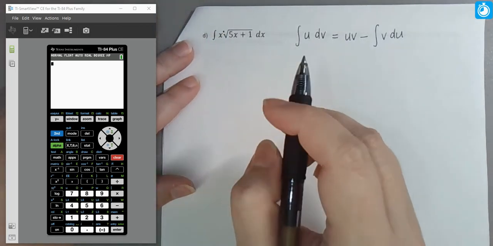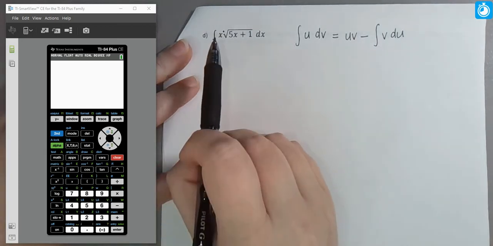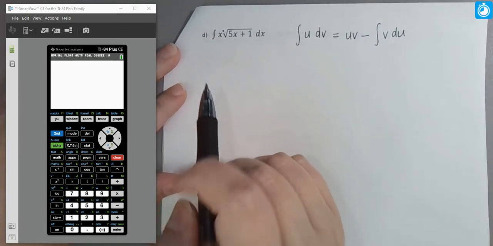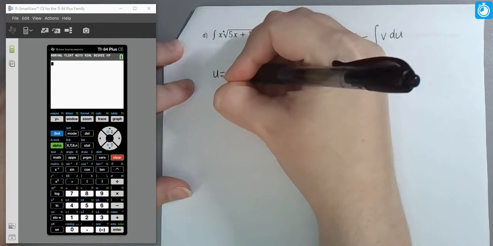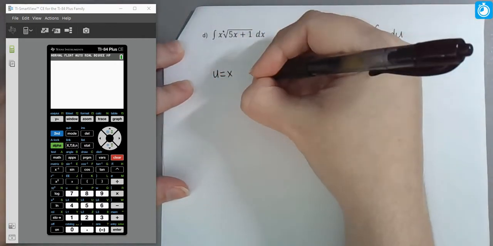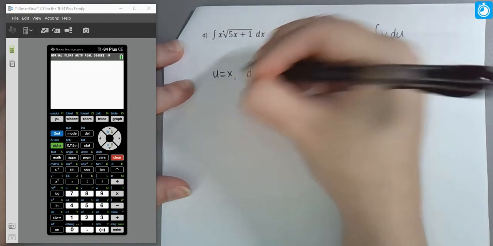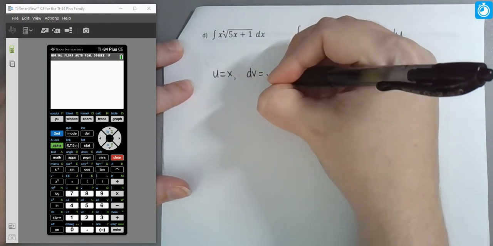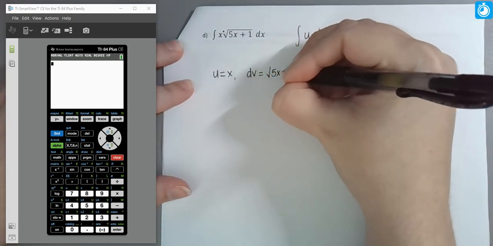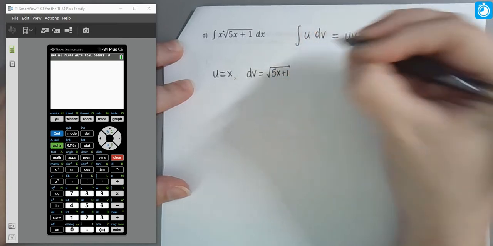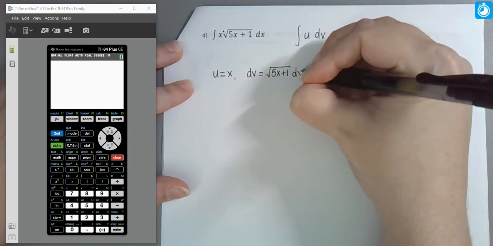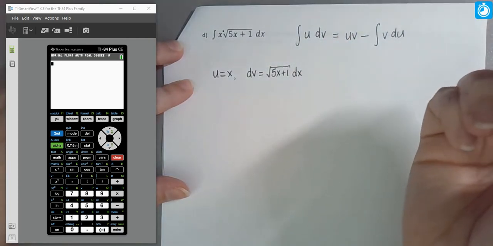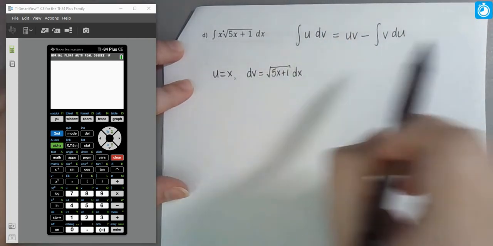Well, let's see. Another option: we could let x be u. Let's try both ways. Suppose we let u be x, and suppose we let dv be the square root of 5x plus 1 dx. It looks like maybe it wouldn't work, but will it work? Again, trial and error.